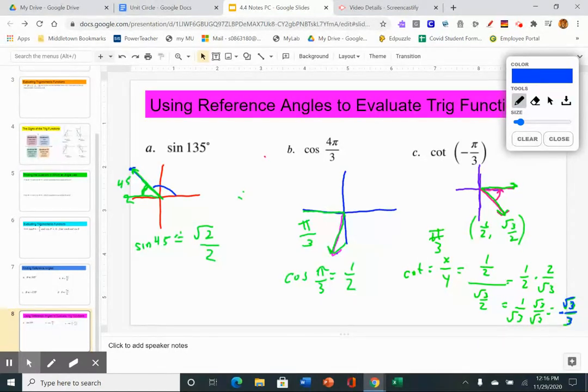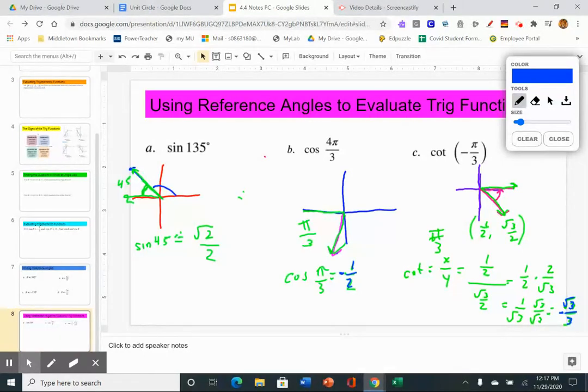Also, just to go back to part B, I actually forgot to put it. This has to be negative 1/2. So just put that negative there, guys. Negative 1/2 because the cosine is negative in Q3. So it's important that you know what quadrant you're in so you don't make a mistake like I just made and forget the sign. So be very cautious of what quadrant you're in.